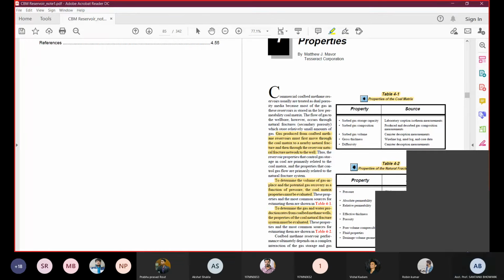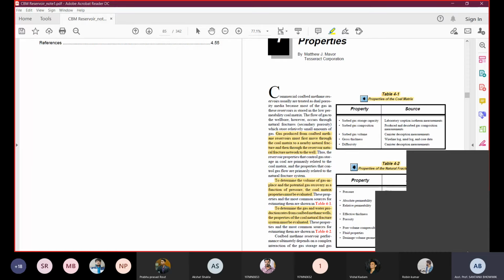So if you are going to read about the text, or if you have correctly understood the concept, there are two main concepts which we need to be very careful about. First is the storage, and the second is the gas flow. That means first is the storage and second is the gas production, how much of it will come. Both of them are going to give you a good recovery.